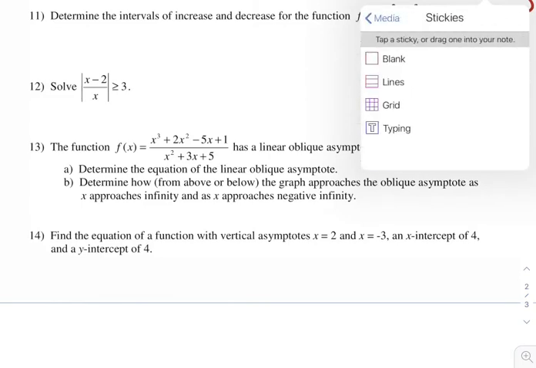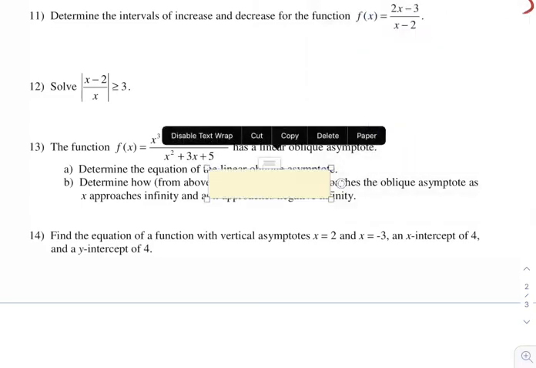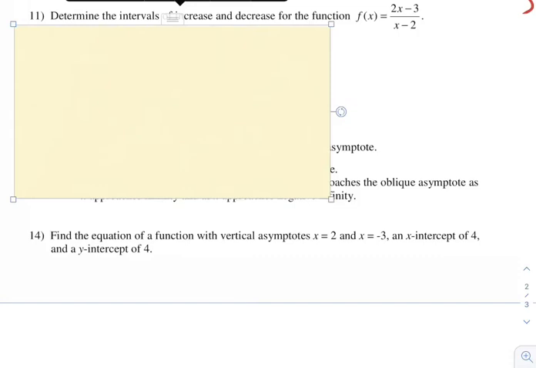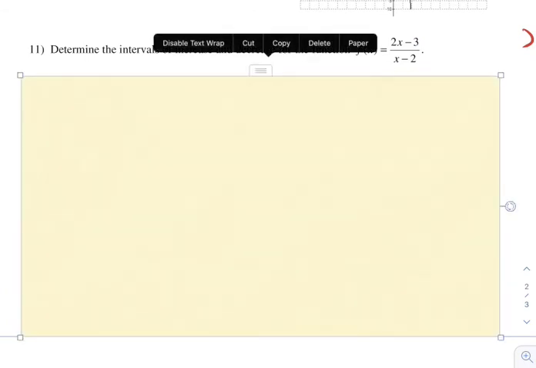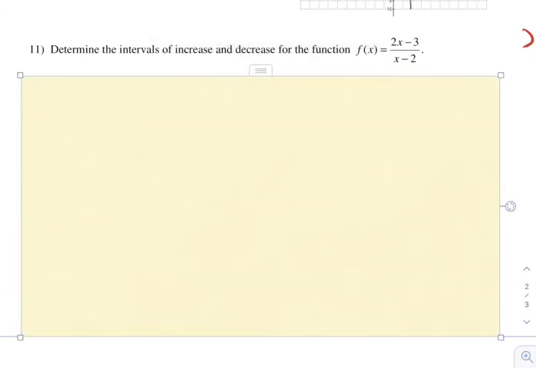Next question says, determine the intervals of increase or decrease. So what I'm going to do is graph this one just to see what it looks like, and we can determine where it's going to increase or decrease. So let's have a look at what we've got.